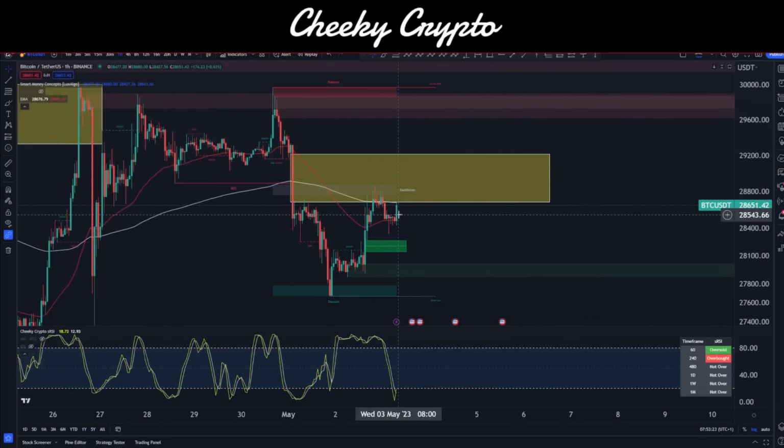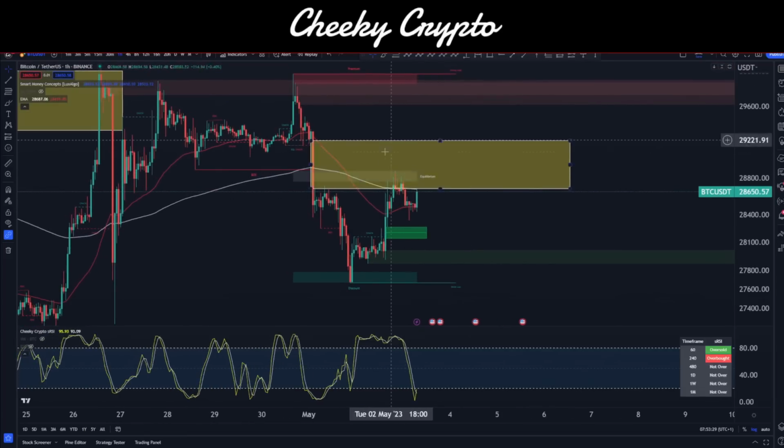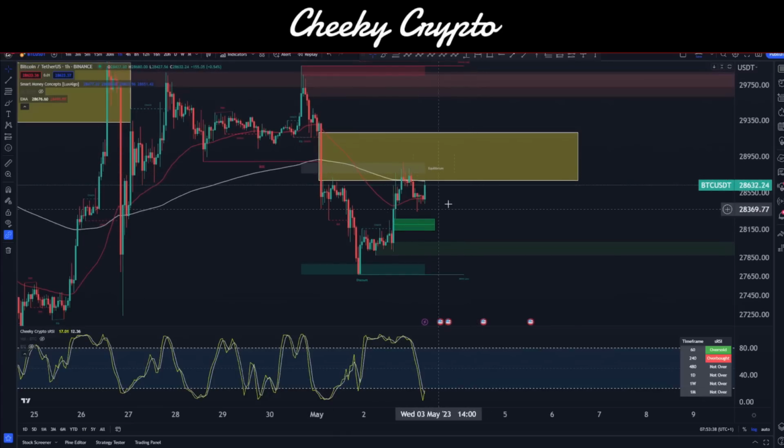Now over here, for example, we can see that we've pushed up into equilibrium, and we got rejected from equilibrium. Okay, and we haven't yet completely filled out this gap. So it's still possible that we do push up into that kind of 29,200 level before rejecting to the downside. But it's interesting to see that equilibrium has held, and we got rejected from here. This also happens to coincide quite nicely with our previous support level. So support turned resistance, and now we're breaking on down.